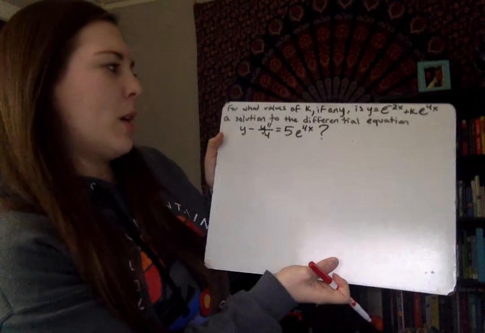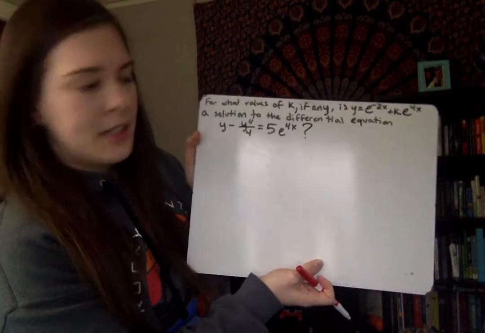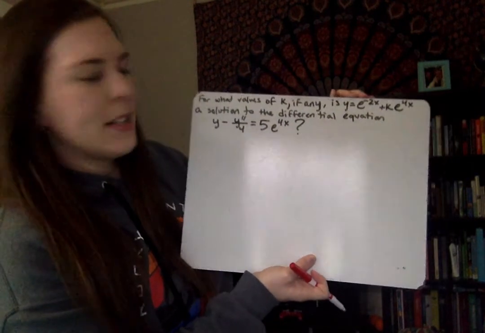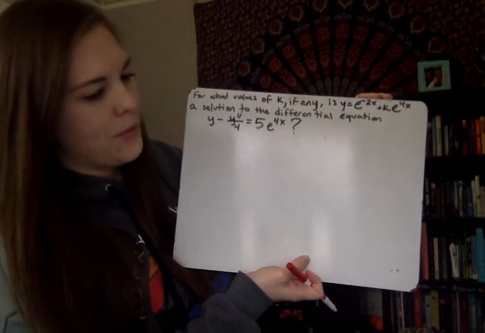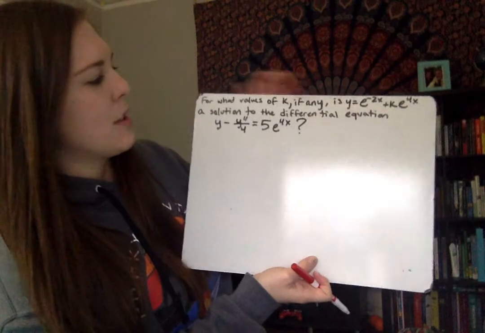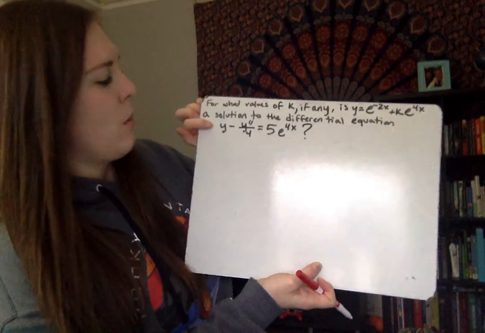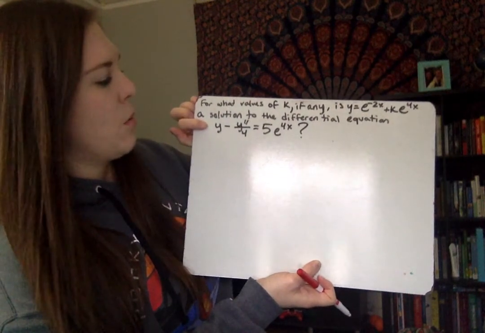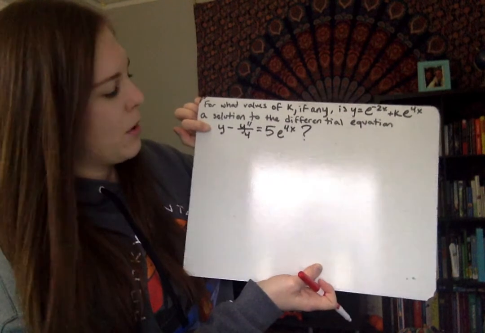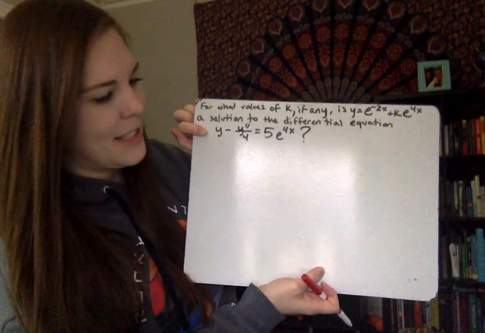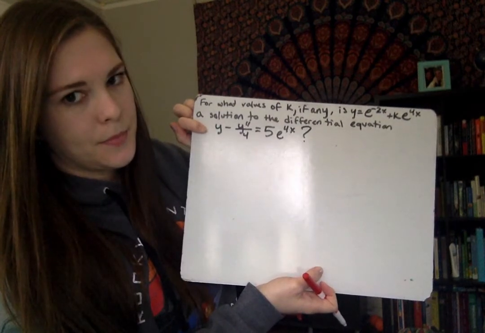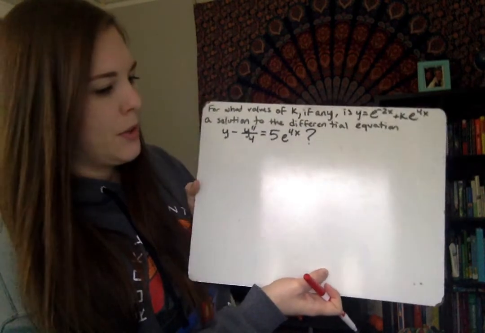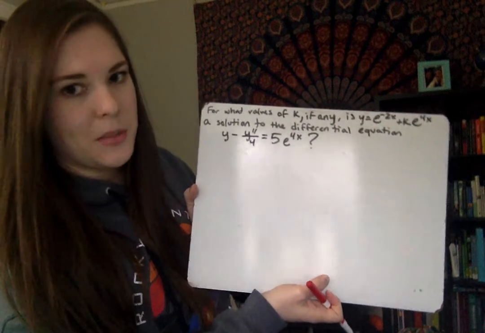It says, for what values of k, if any, is y equals e to the negative 2x plus k e to the 4x a solution to the differential equation y minus y double prime over 4 equals 5e to the 4x. Okay, so here we go. This is going to be a fun one.